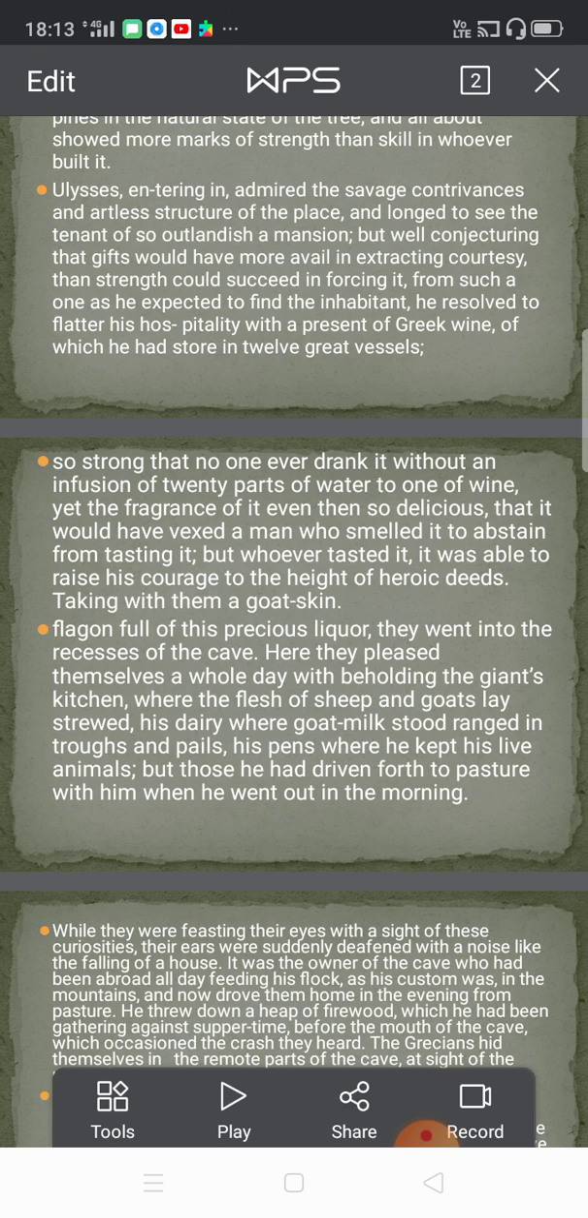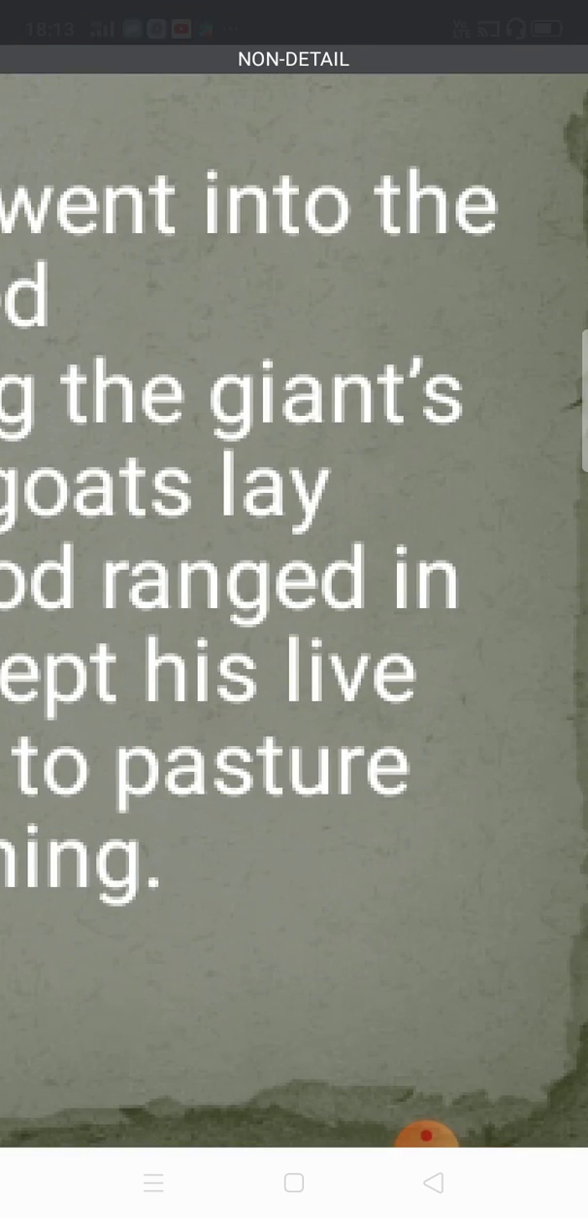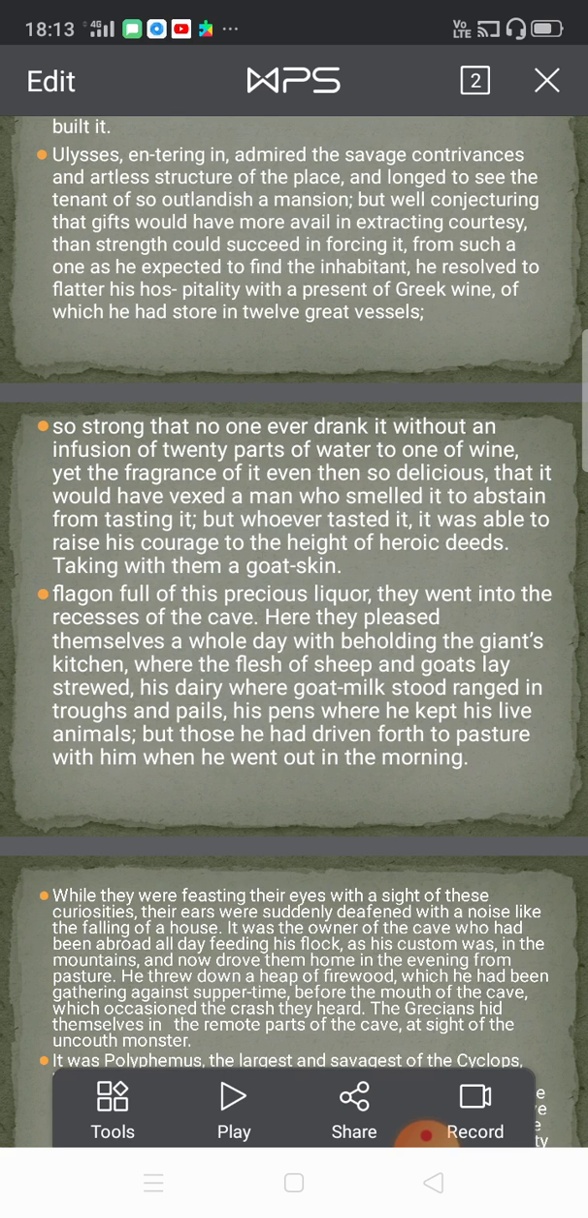But those he had driven forth to pasture with him when he went out in the morning. When he was going out, he was taking all the sheep and goats. When he was entering into the cave, he was bringing them inside, and then he constructed a separate part of the cave. He was leaving the goats to live there.